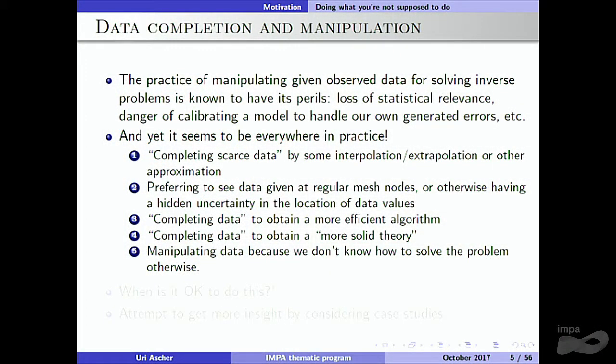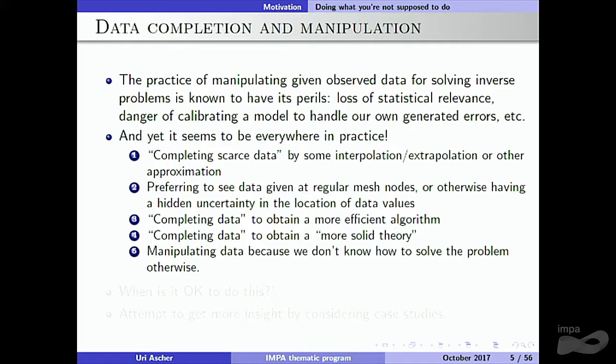Or you want the data to be on a regular rectangular mesh because it's easier to work with on the discrete level, but the data are not exactly on a rectangular mesh, so you move it so that it will be on the rectangular mesh. And geophysicists do it all the time. Or completing the data to obtain a more efficient algorithm. This is what I will talk about in the last example I showed.